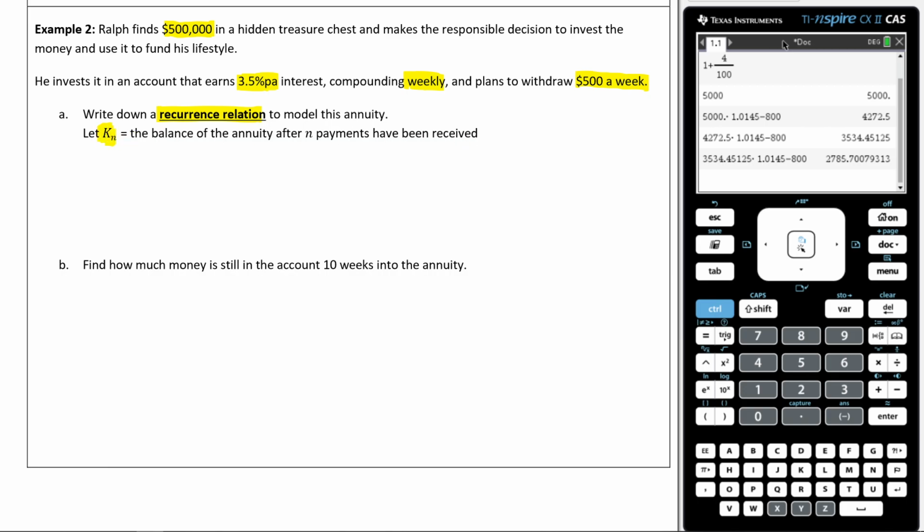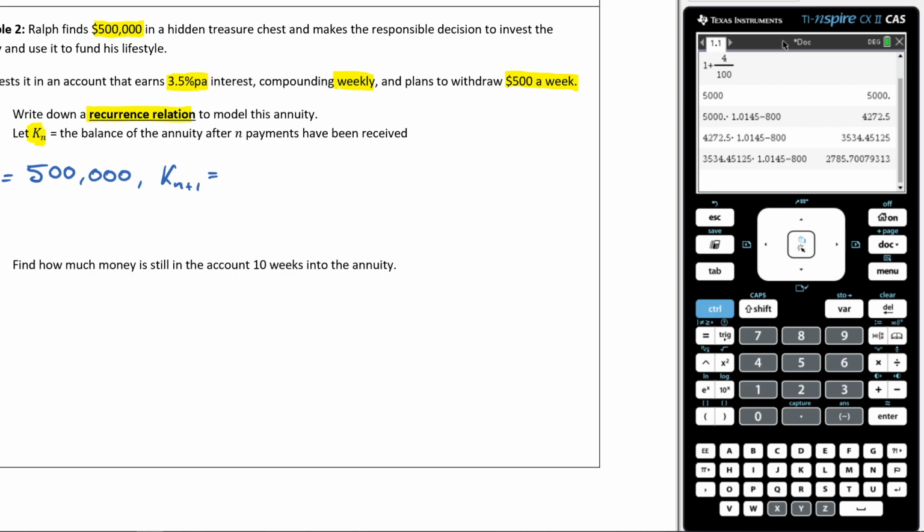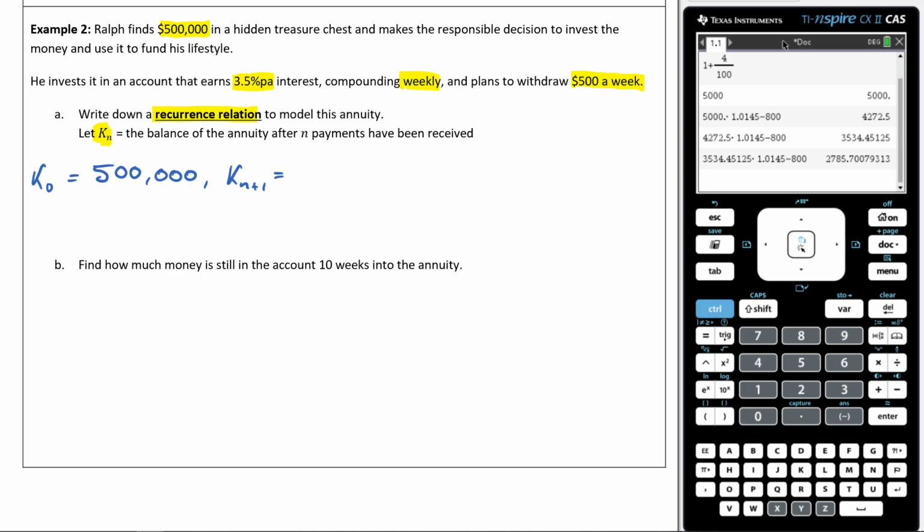All right, so what we're going to do here is the following. We're going to say K of 0 is going to be equal to 500,000. Then you're going to go K of N plus 1 is going to be equal to, now this is where we have to figure out our R value. So I'm just going to do the working out here.